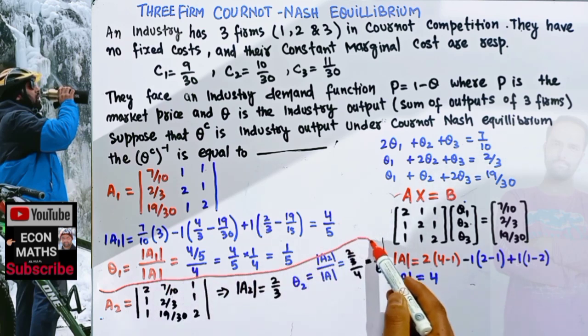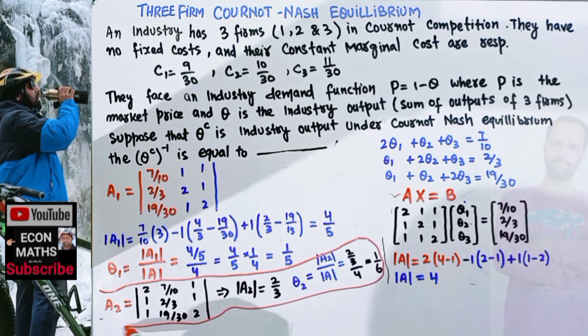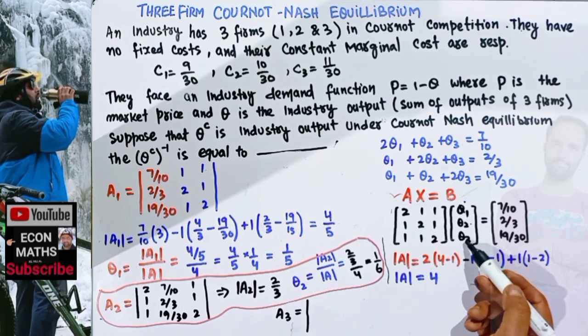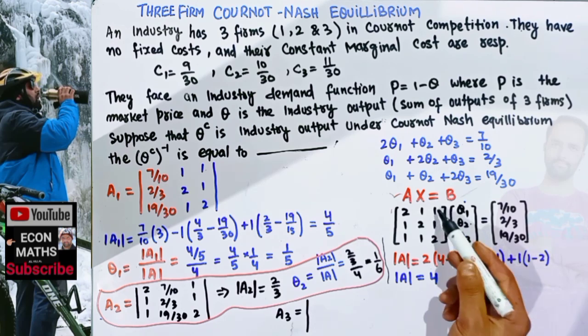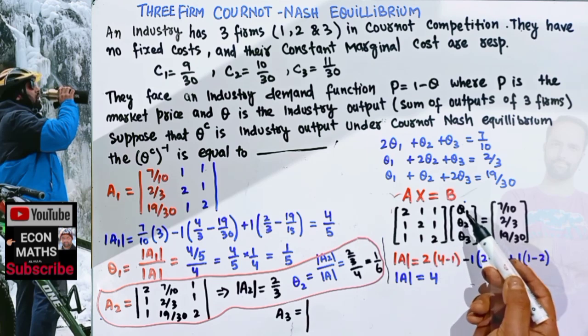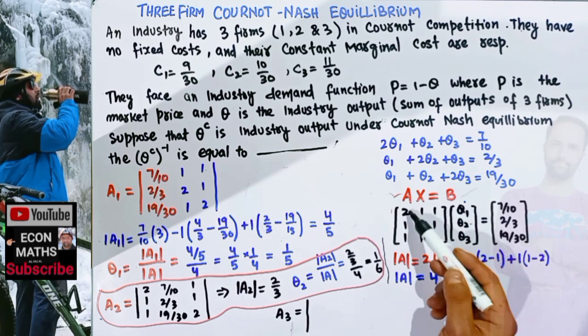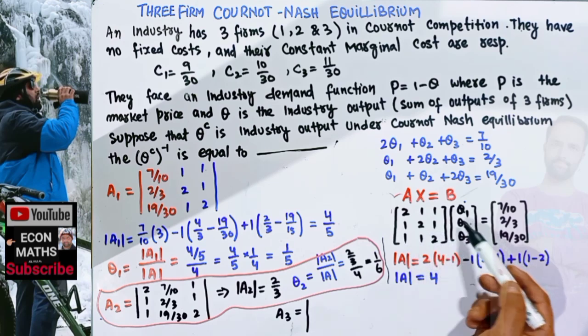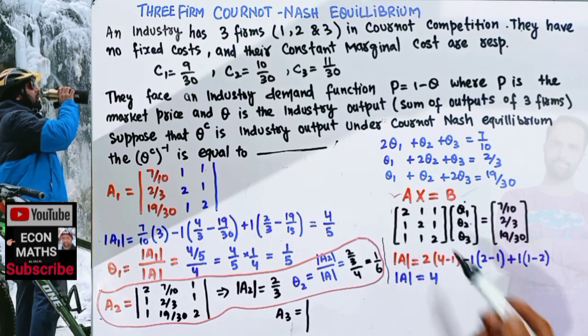This stuff is for firm 2. Now, to find the output level produced by firm 3, we form a new matrix A3. To find the value of Q3, we replace the third element. Simple thing: to find Q1, we replace the first element; to find the value of Q2, we replace the second; to find the value of Q3, we replace the third.